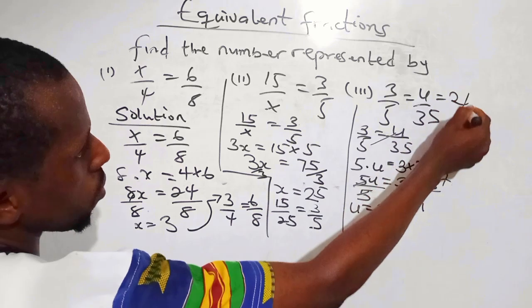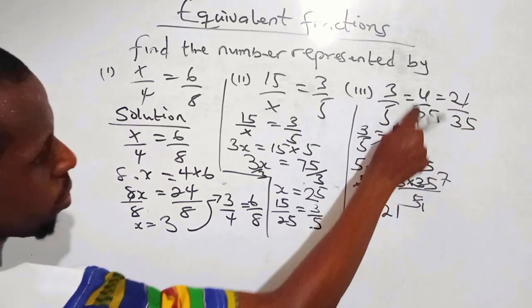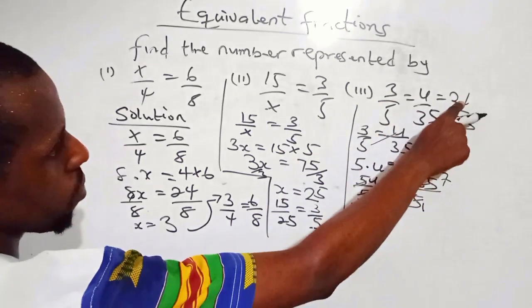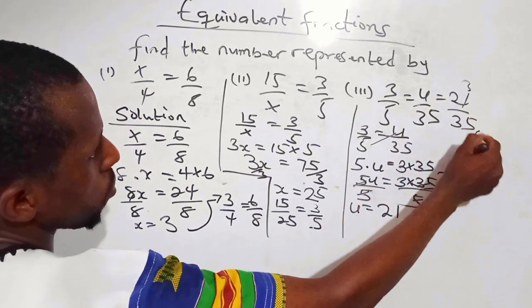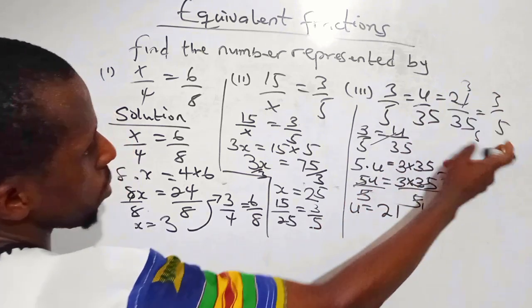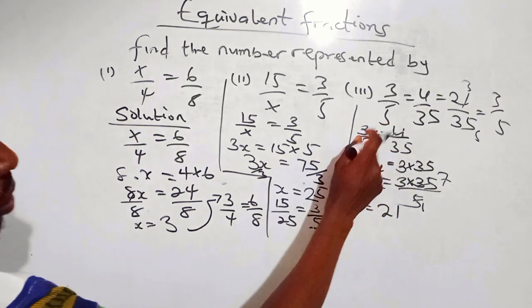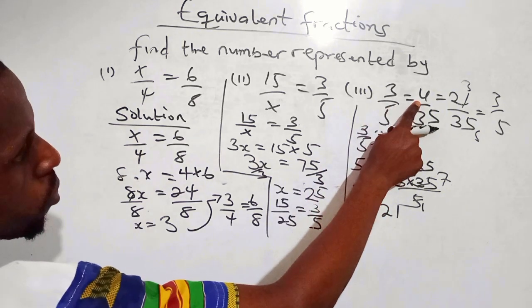When you say 21 over 35, and you simplify this with 7, 7 in 21 is 3, 7 in 35 is 5. So you have the same value. That means the value of u is 21.